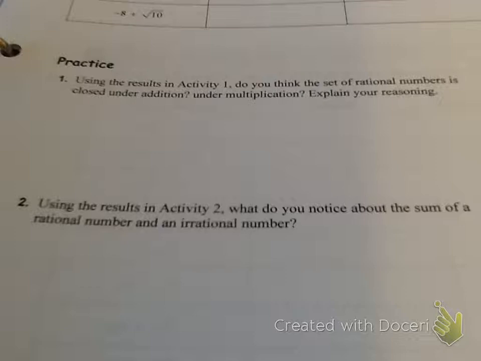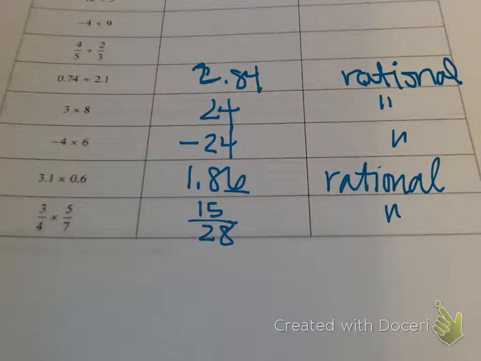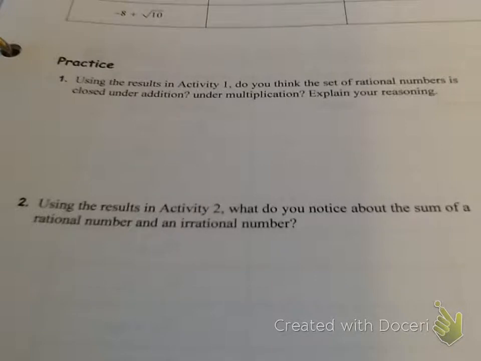Using the results in activity 1, do you think the set of rational numbers is closed under addition and under multiplication? Explain. So, taking a look back, all of our addition and multiplication problems were rational, and so rational numbers added or multiplied do make rational answers. So our explanation would just be that all rational numbers, when added or multiplied together, make rational answers.